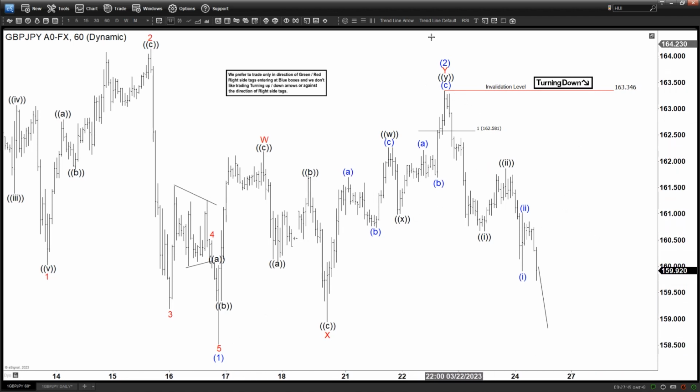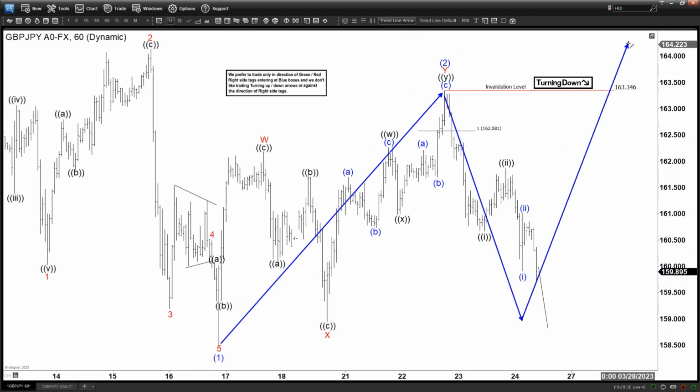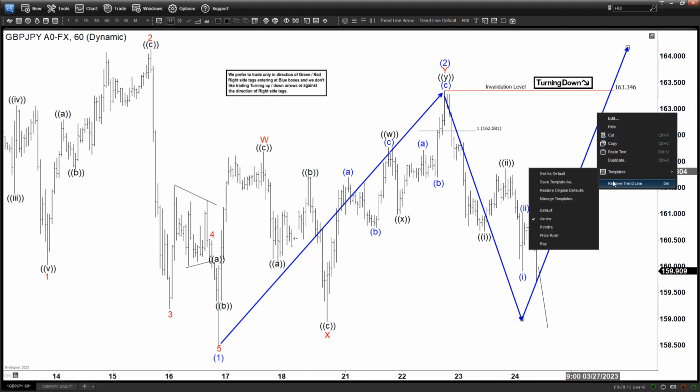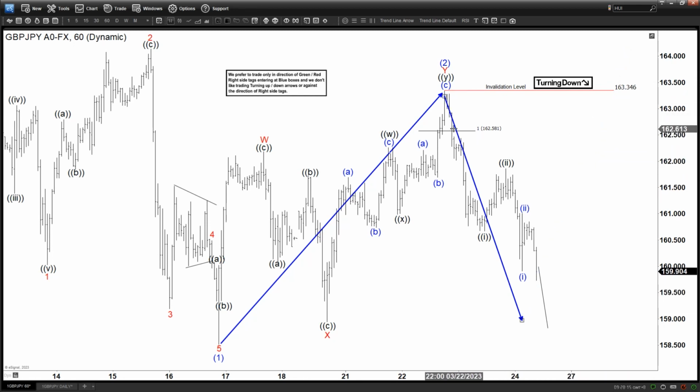So technically, as an alternate, for example, we could be doing what we call a double correction. So meaning we could be doing a bigger WXY, right? As long as we have not broken below here, this possibility always exists, right? As an alternate path, it always exists. But again, that's not our primary call. Our primary call is the more aggressive view, calling for more downside.